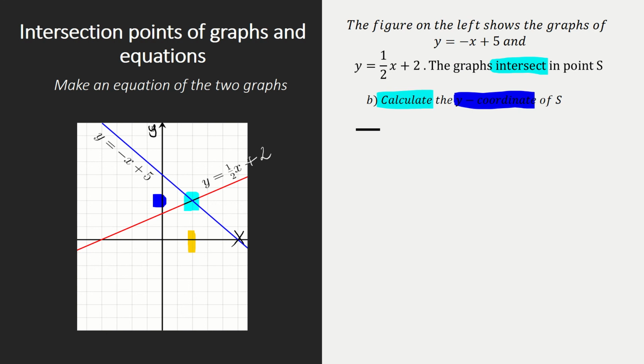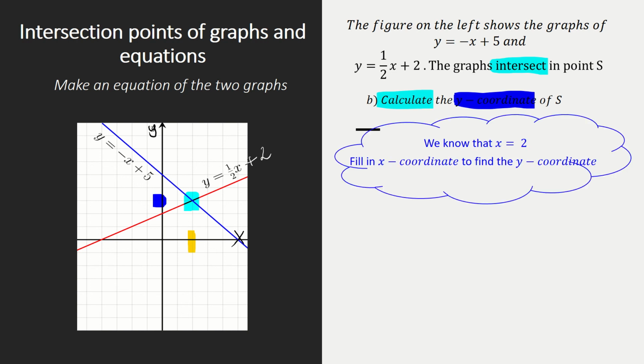Let's have a look at question B. Calculate the y-coordinate of S. We know that x equals 2, since we just calculated that. We need to fill in the x-coordinate to find the y-coordinate. So this is extremely important. So please write this in your notebook and highlight it.